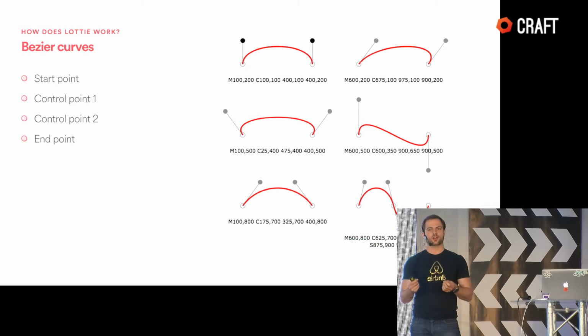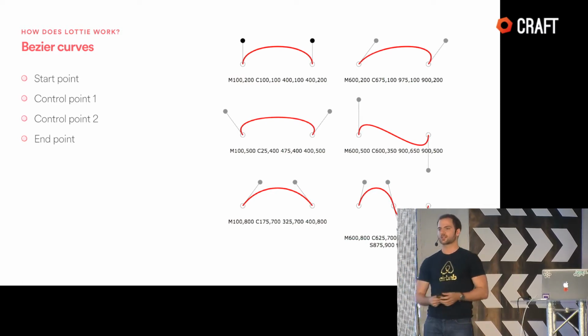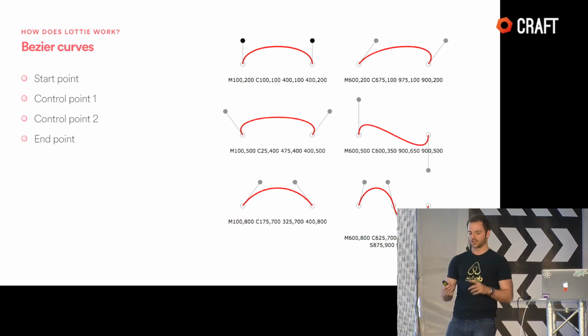And the important concept behind it are these Bezier curves. A Bezier curve is 4 points. There's a start point, an end point, and 2 control points. And with those 4 points, you can basically create almost arbitrary curves between any 2 points.